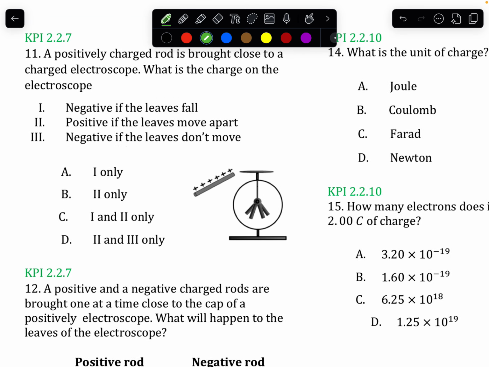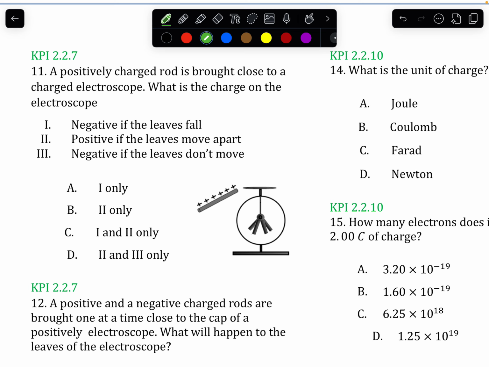Question 11. A positively charged rod is brought close to a charged electroscope. What is the charge on the electroscope? Negative if the leaves fall. So electrons will go up, attracted by the positive rod. So negative if the leaves fall, yes. If it was negative and electrons go up, this means it becomes less negative.